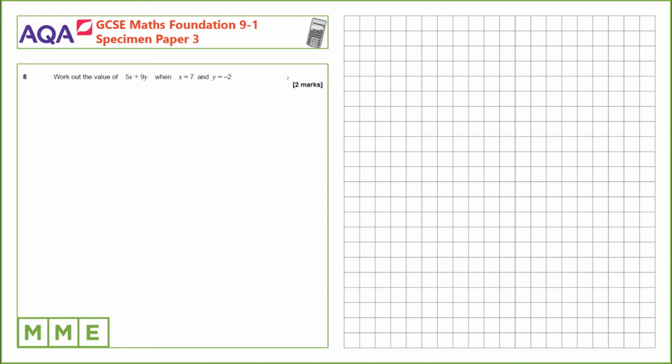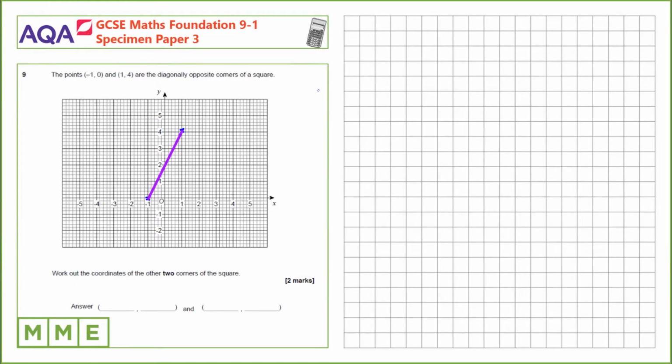Question 8. Work out the value of 5x plus 9y when x is 7 and y is negative 2. Let's substitute in, so 5 times 7 plus 9 times negative 2. 5 times 7 is 35, and 9 times negative 2 is negative 18. So 35, take 18, 17.